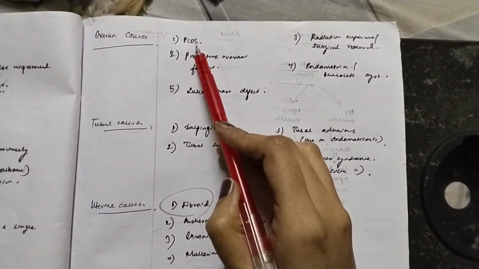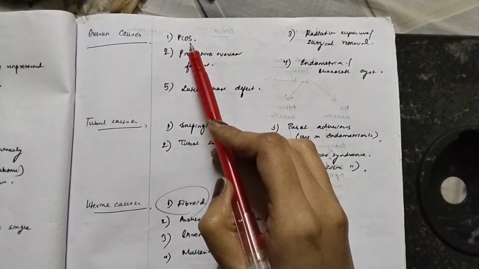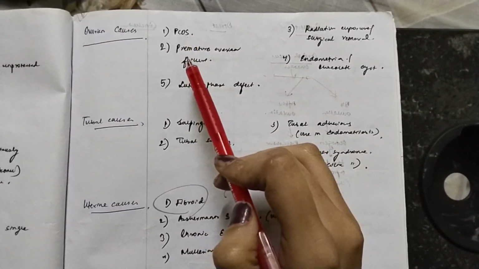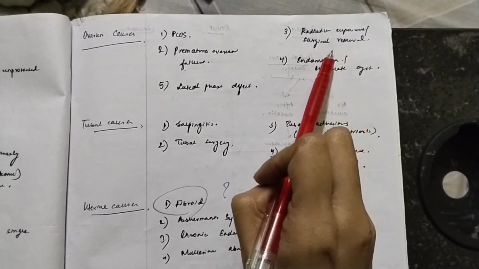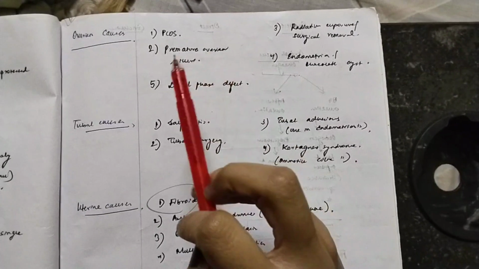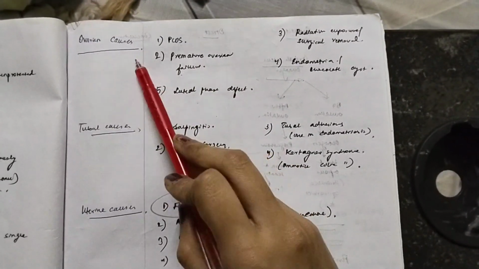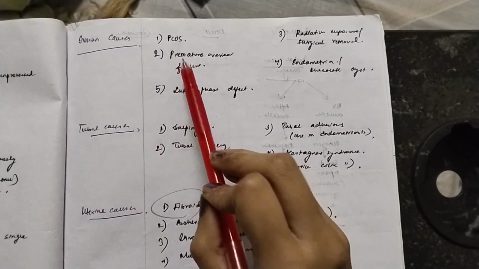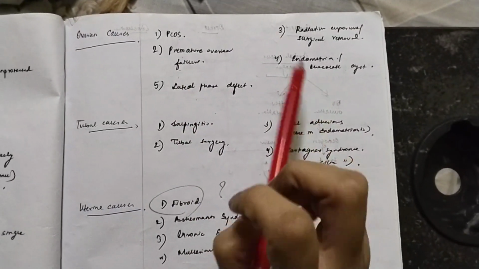There can be hormonal problems like PCOS. The video on PCOS has been uploaded on the channel, you can go and watch that in detail. Now, there can be premature ovarian failure, there can be radiation exposure, there can be endometrial cyst, and there can be luteal phase defect. So usually ovarian causes are related to hormonal problems like PCOS, premature ovarian failure, the chocolate cyst, and the luteal phase defect.